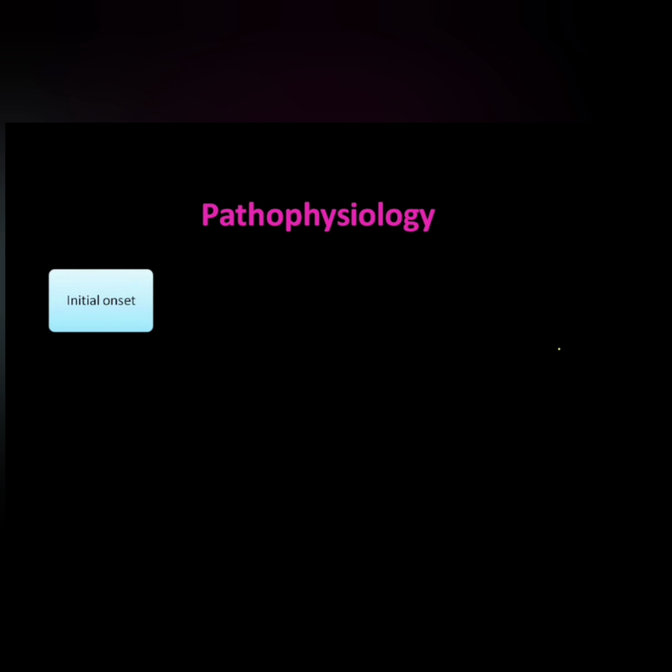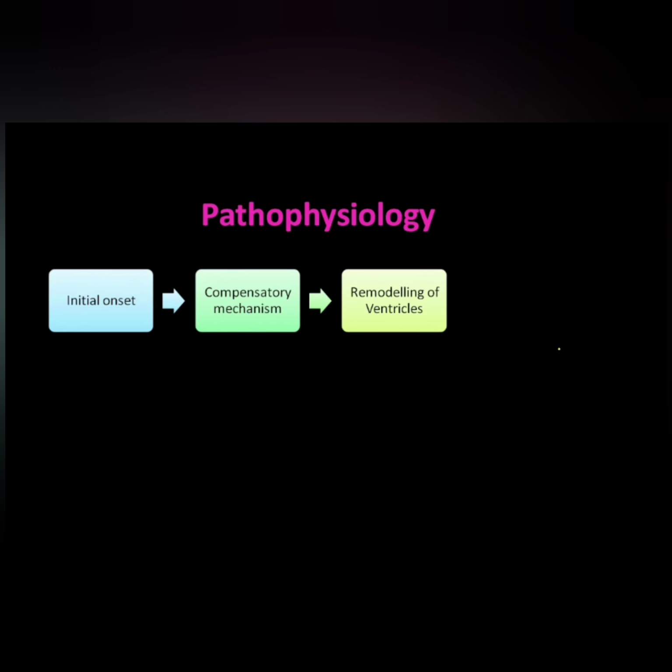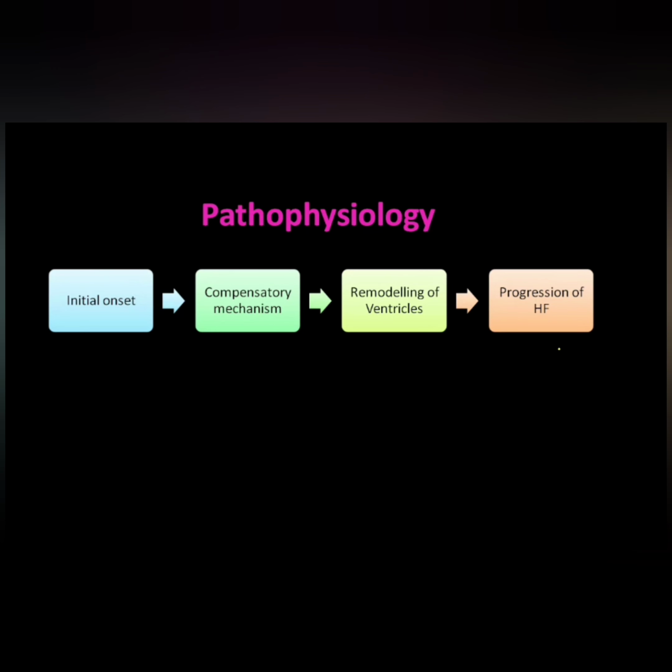Now let us understand the pathophysiology. So what is the pathophysiology behind heart failure? Whenever you have an initial onset, there is some trigger. It is going to trigger the compensatory mechanism, which then will lead on to remodeling of ventricles, and finally, as a vicious cycle, it is going to cause progression of heart failure. So how is this going to happen?